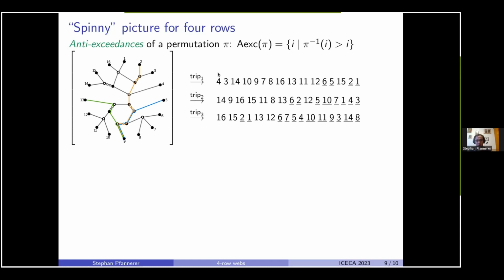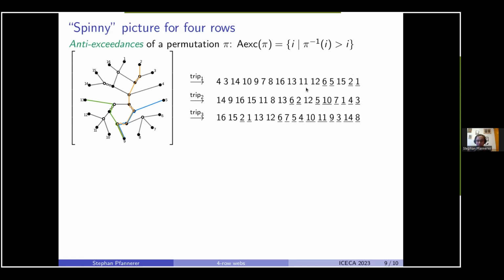So here we have 1 goes to 4, 2 goes to 3, and over there we have 16 goes to 1. And we look at these elements where the entry in the top row is bigger than the entry in the bottom row. So 16 goes to 1, 1 is smaller than 16, so this is an anti-exceedance. Or here where 15 goes to 2, 15 is bigger than 2, this is an anti-exceedance. So I've underscored these here, and also here and here. And what you can observe is a nice property.